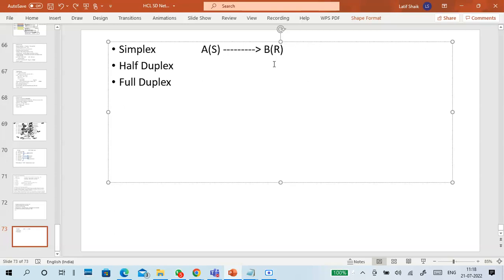Okay. Next, half duplex. So A is sending as well as receiving, but not simultaneously. B is receiving or sending, but not simultaneously. A sends a message to B, B receives. Or B sends a message to A, so A receives. That's it. But not simultaneously. There is send and receive, but only one. Either you send or receive. Only two things. The best example is walkie-talkie.